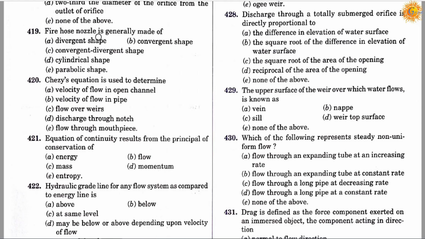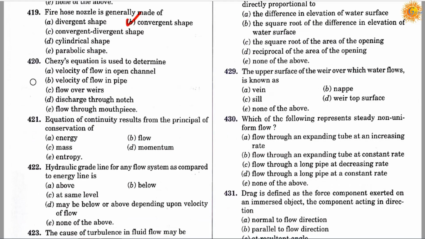Question number 419. Fire hose nozzle is generally made of: option A, divergent shape; option B, convergent shape; option C, convergent divergent shape; option D, cylindrical shape; option E, parabolic shape. Correct answer is B, it will be convergent shape.